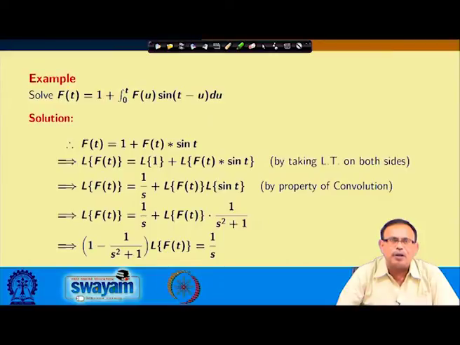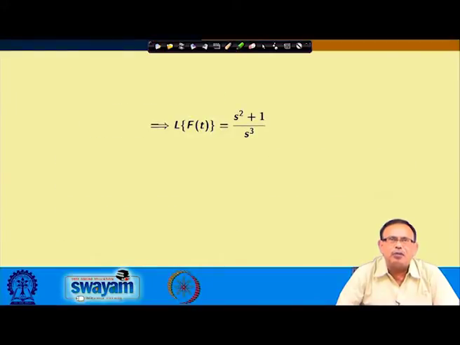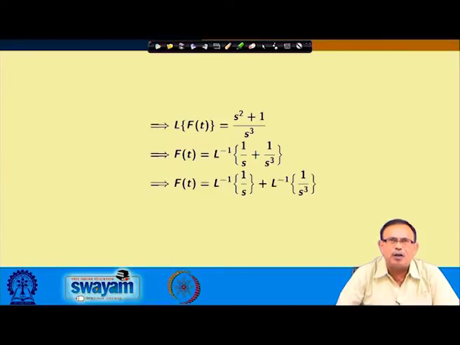You are taking this Laplace transform of f(t) into 1 by s square plus 1 on the left hand side, so that Laplace transform of f(t) into that term equals 1 by s, and in the next step I can write down Laplace transform of f(t) equals s square plus 1 by s cube. From here I can write f(t) equals Laplace inverse of 1 by s plus 1 by s cube, and this I am breaking into two parts. Directly I can write down f(t) equals Laplace inverse of 1 by s, which is 1, and Laplace inverse of 1 by s cube, which is t square by 2. So, the value of f(t) equals 1 plus t square by 2.